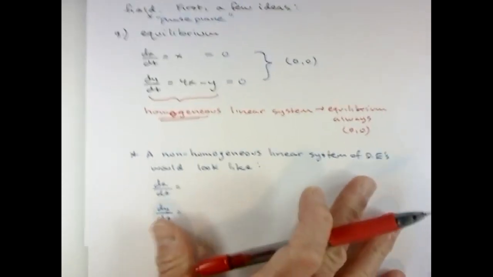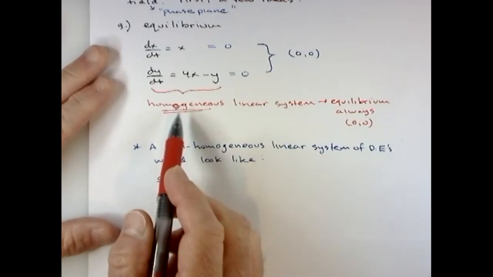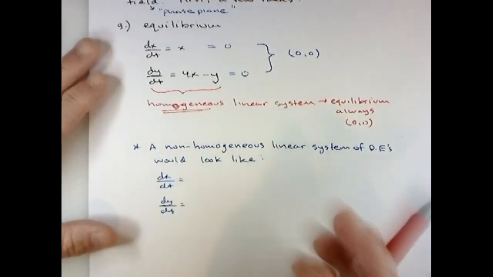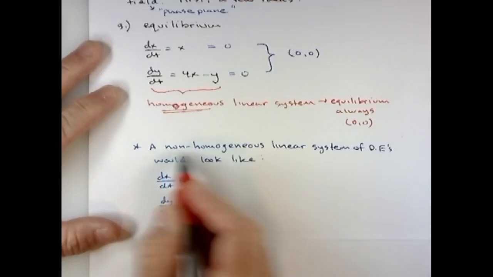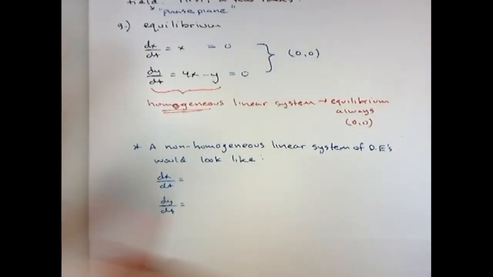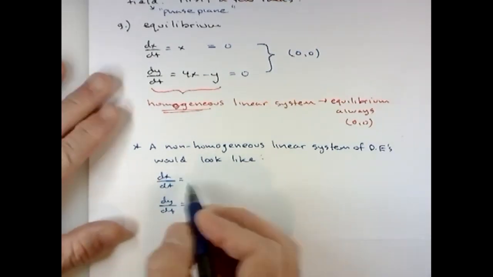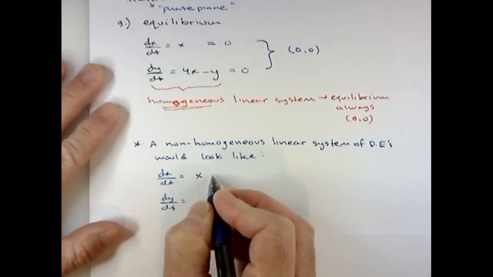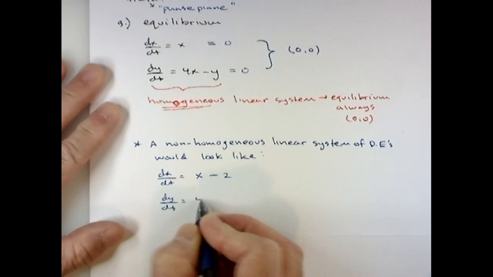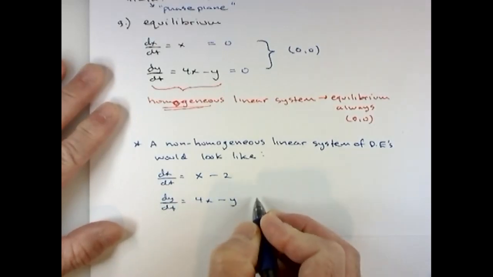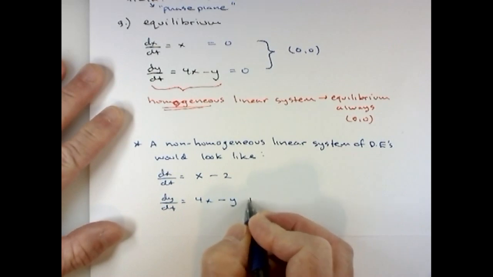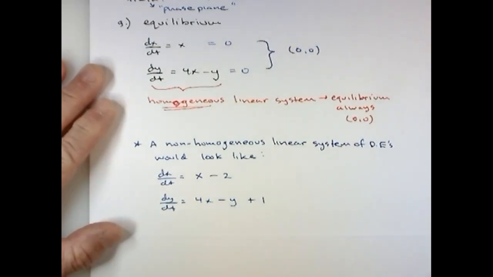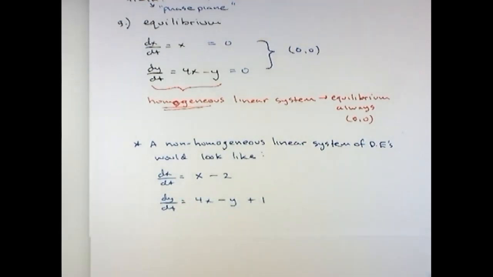But to give you an example, in the old book, all we spent time on was homogeneous linear systems. But I've noticed this book has a few examples of non-homogeneous linear systems of differential equations. So I'll give you an example of what that would look like. If I had something like dx/dt equals x minus 2, and dy/dt equals 4x minus y plus 1 or something like that, you can tell it's non-homogeneous if they have some kind of numbers hanging out on one or both of the differential equations.